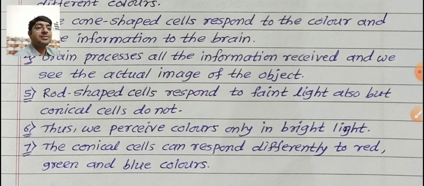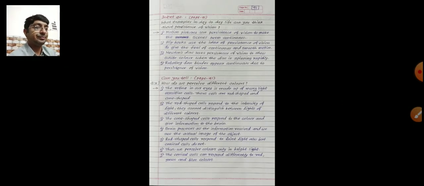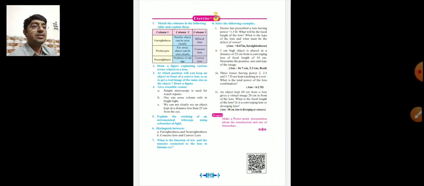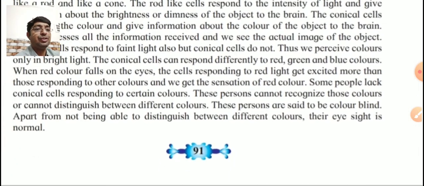Rod-shaped cells respond to faint light also, but conical cells do not. And thus, we perceive color only in bright light. The conical cells can respond differently to red, green and blue colors. So see that last paragraph given on page number 91.